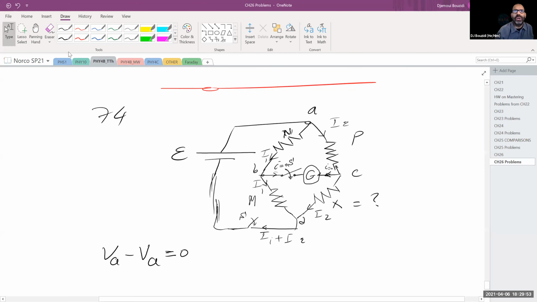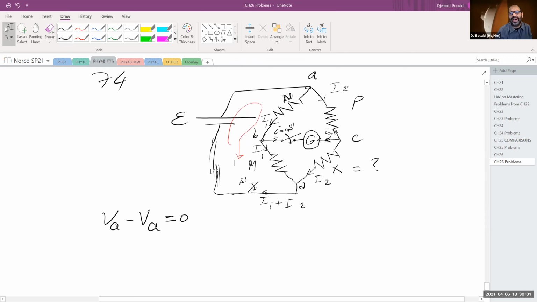So I'm going to look into this loop, the first one, and again I am going to follow the current, so I'm going to go clockwise. If I start from A, I'm going to go through the inner one. So I will have N times I1, Ni1, plus M times I1. And in this case, we're going to rise in potential, so it's going to be minus epsilon is equal to 0. So this is equation 1.